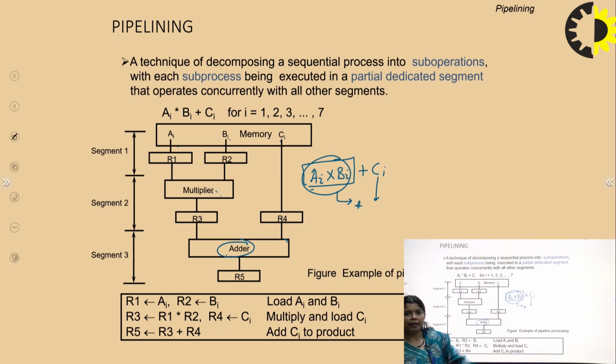If there is a minus sign, the subtractor will be there, and the result comes out here as R5. So you can see in this simple pipeline process, this is a block diagram for the pipeline process for AI into BI plus CI. First AI is loaded and R2; next the result will be stored and this particular result will be added to CI.